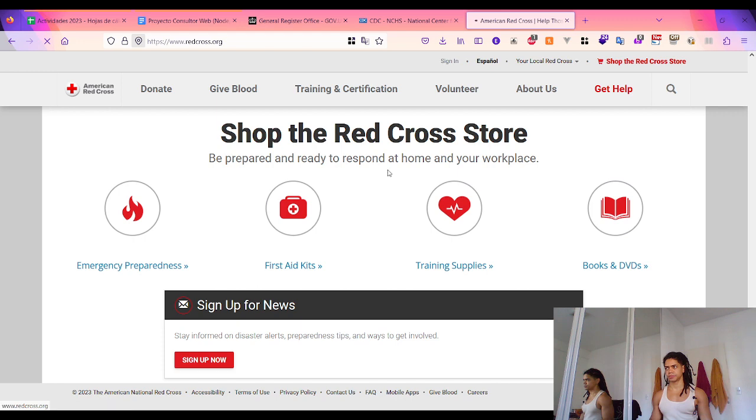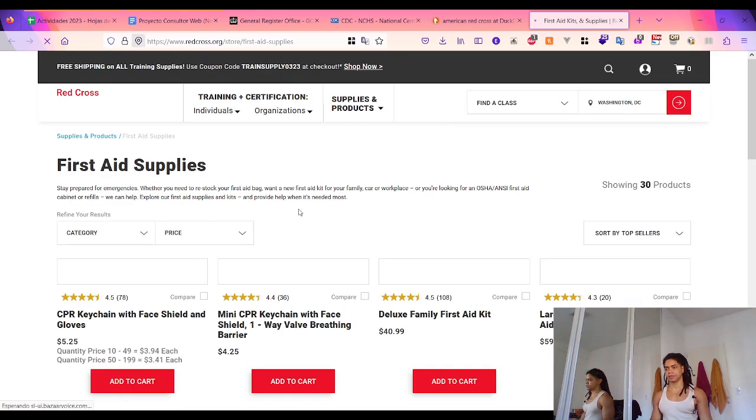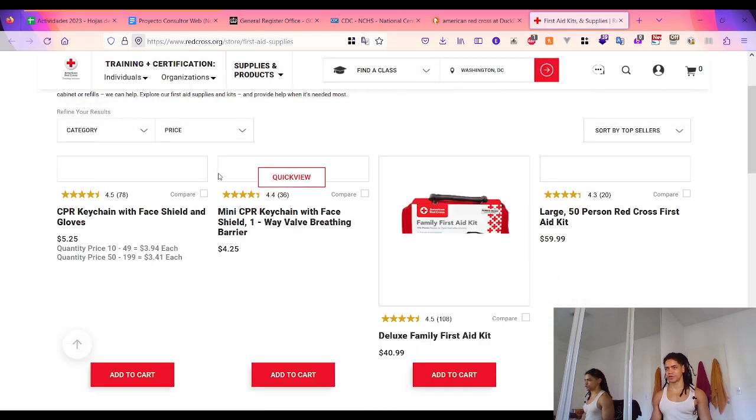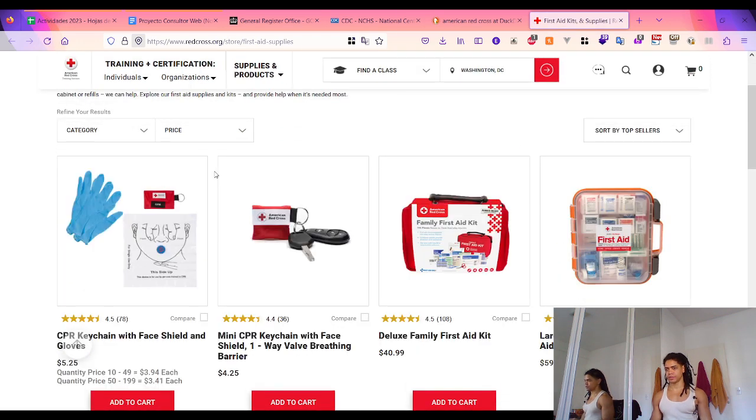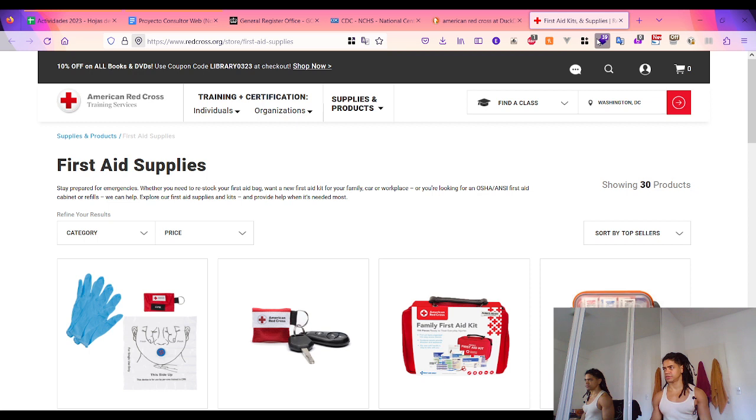Go back. Red Cross store, first aid supplies. Yeah, an e-commerce here. That's right, my friend. Is this a CPR keychain with face shields and gloves? Exactly, they offer this. Pretty straightforward. From experience, I would say Commerce Cloud. Exactly, they use Salesforce for that.